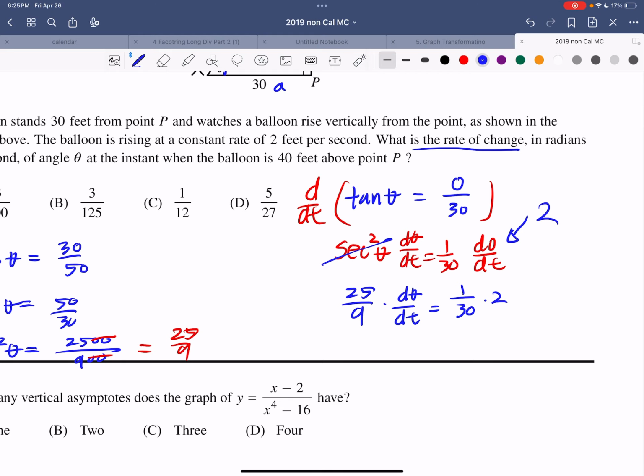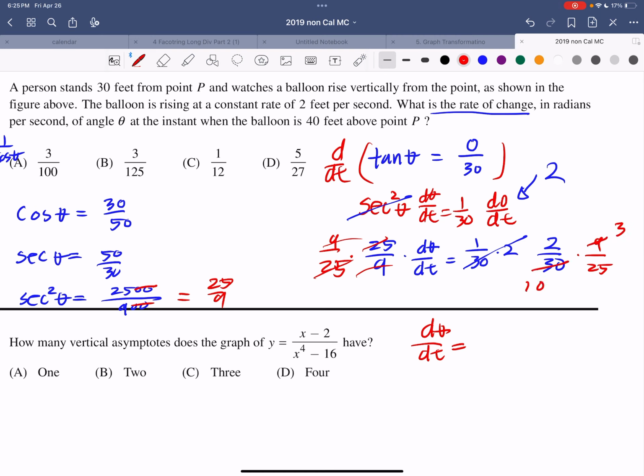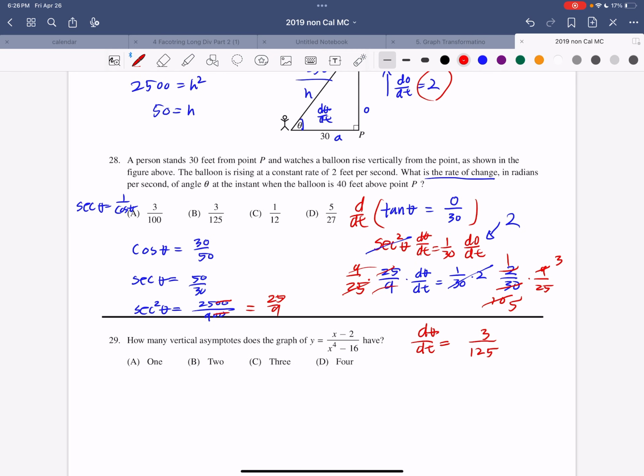times 2. So this is the same thing as 2 over 30. And if I want to get rid of this, I'm going to multiply by 9 over 25 both sides. That disappears. I have dθ/dt is equal to, oh my goodness. So 3, 10, 5, 1. So I have 3 times 1, which is 3, 25 times 5, which is 125. So I got 3 over 125, which is going to be here.